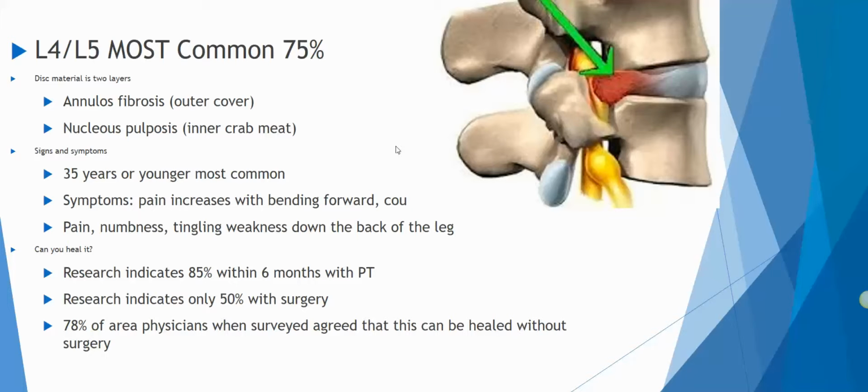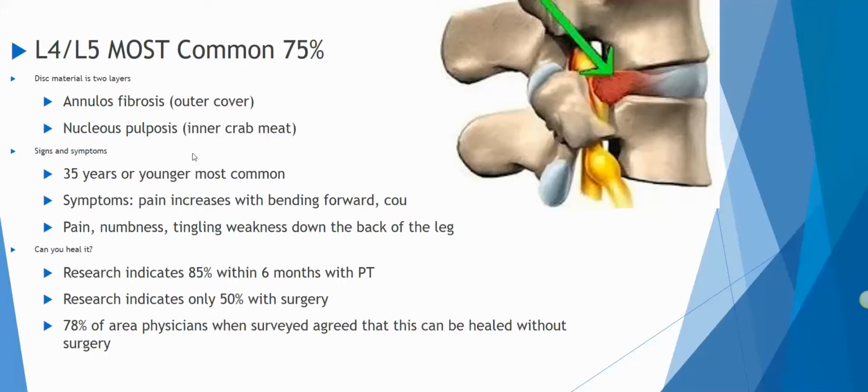So the level that herniates, here's the picture. You can see the little red disc that's pushing out here. Discs are material that are pliable, kind of like crab meat. And you can see when the disc pushes out, it pushes on the sciatic nerve. We know that the most common area is the L4, L5, which is the second to last vertebrae in the spine. 75% of the time it's that.